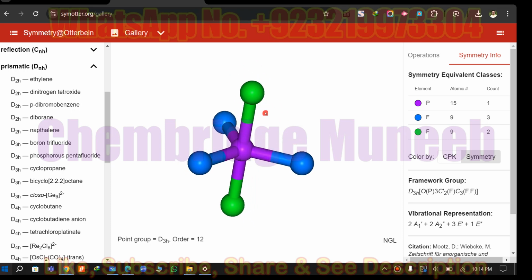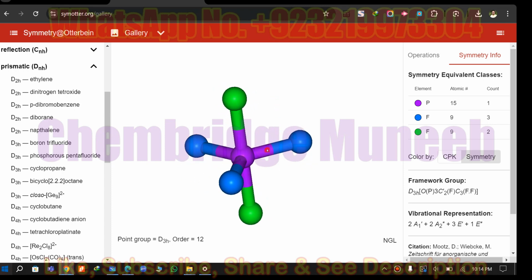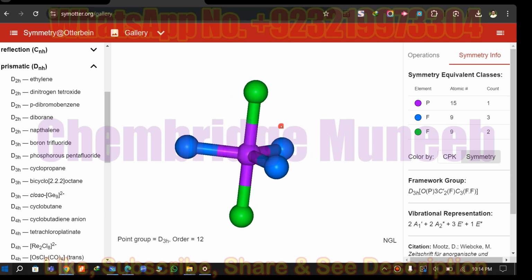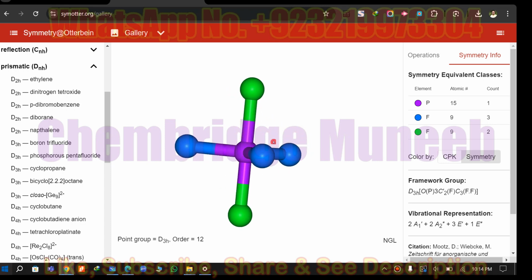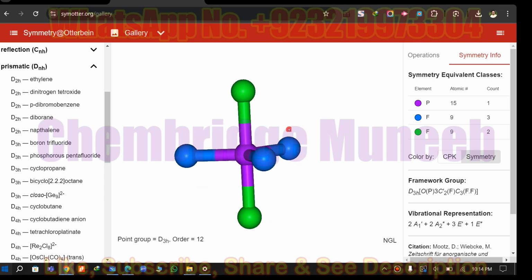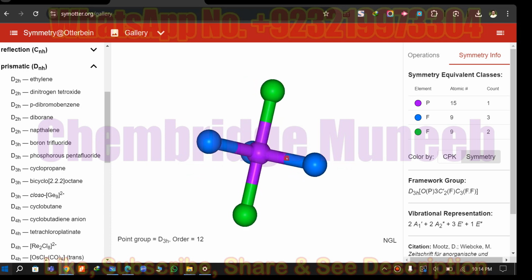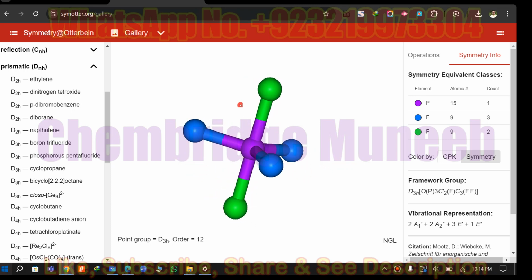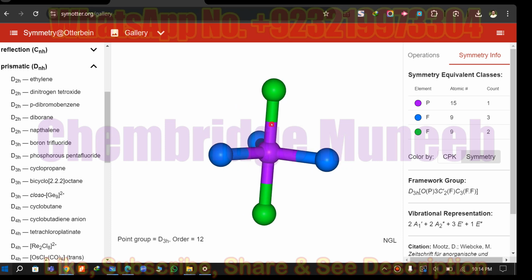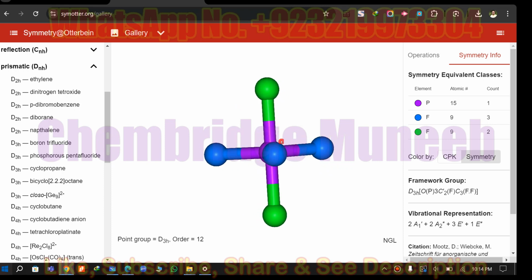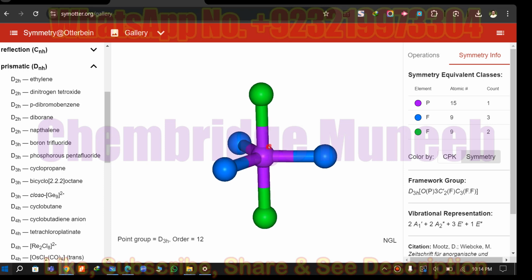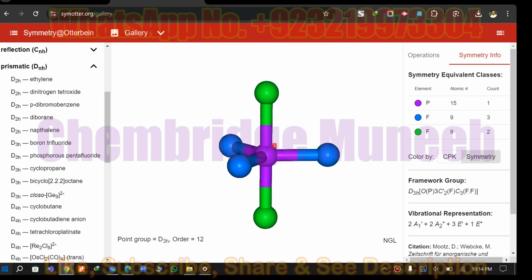You can consider that they are 5 fluorine, but out of these 5, 2 are green colored fluorine atoms and 3 are blue colored fluorine atoms. Now what's the difference between these different colors? You can see that the green ones are totally vertical to each other. However, the blue colored fluorine atoms are present in the horizontal plane, and the green colored fluorine atoms are in the vertical plane.